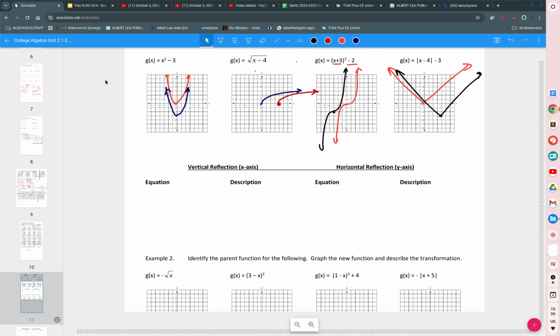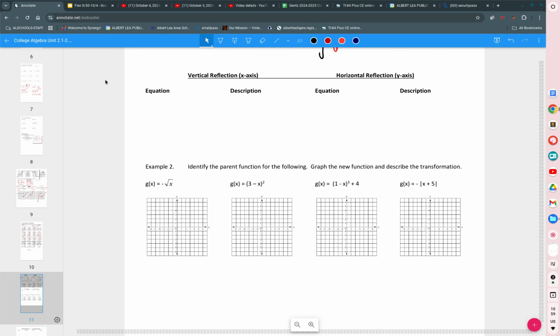Let's move to our last part, which is our vertical reflections. Suppose you had g of x, and that became negative f of x. Notice, is the negative on the outside or inside? Outside. It's on the outside. Anything on the outside impacts it vertically. So that's going to be a flip up and down, okay?